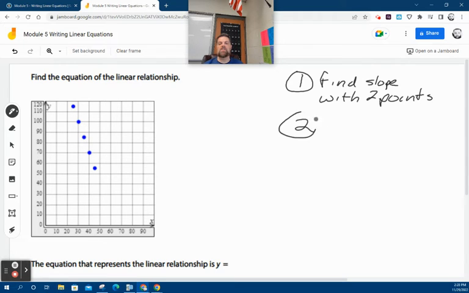And then after we find the slope, what's the other thing we need for what I like to call the slope intercept form? Yeah, we need to find the y-intercept, right? So how do we find the y-intercept?